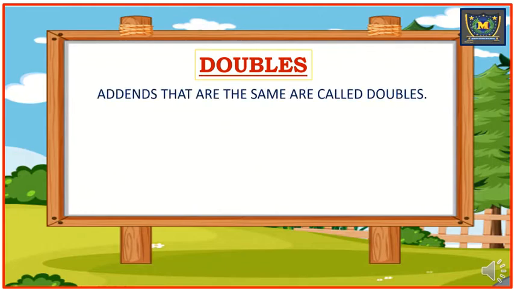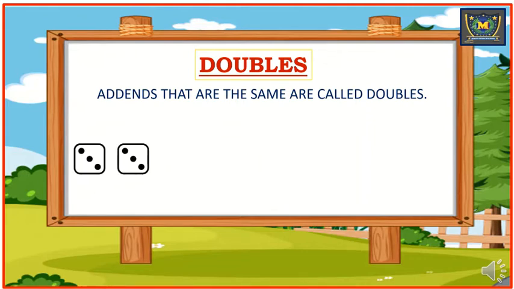So we also have the doubles. When we see doubles, addends that are the same are called doubles. From the word doubles, in Bisaya, pa duble. We all know that addends are the numbers that we add. So let's have an example here.